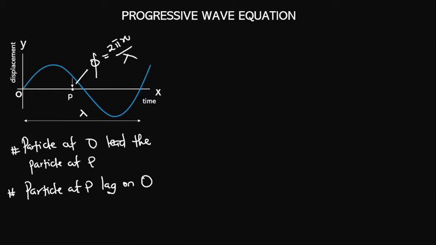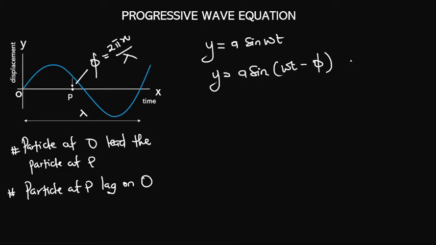Now, the displacement of the particle at O is given by the wave equation y is equal to A sine omega t, angular velocity multiplied by time. This is the general equation for the particle at O. If you want to write the displacement of the particle at P, which lags on O, we write y is equal to A sine, in brackets, angular velocity times time minus the phase angle that we are talking about.